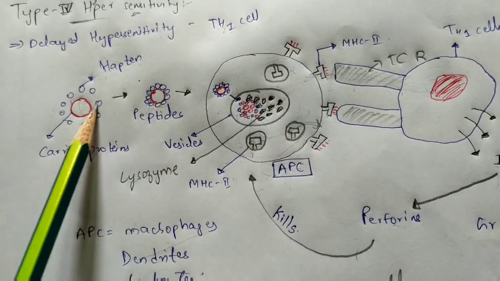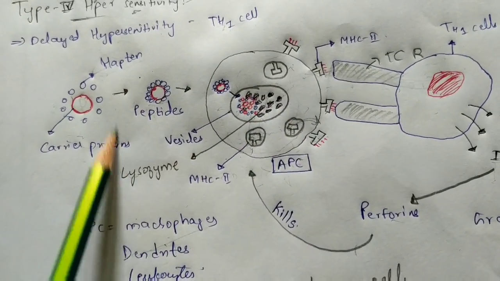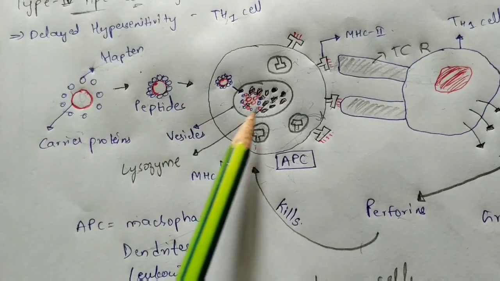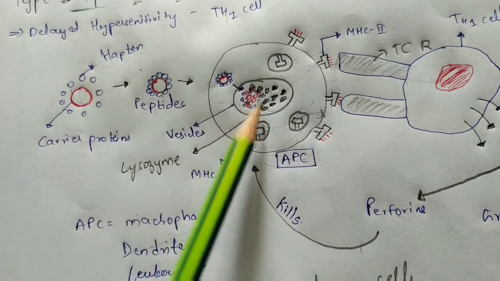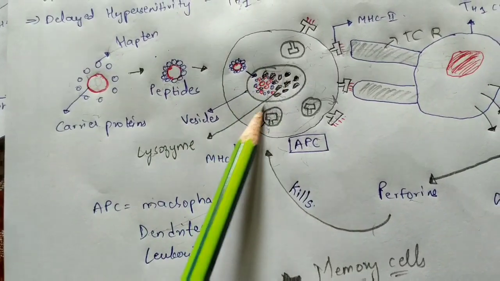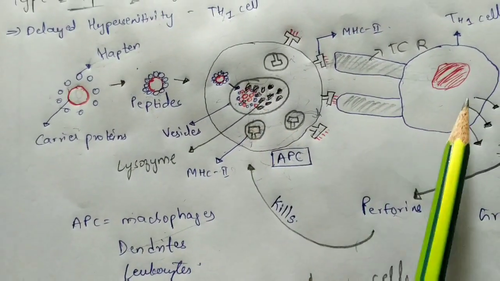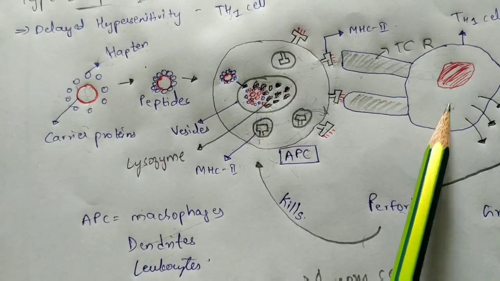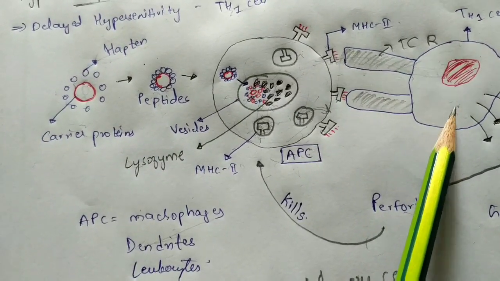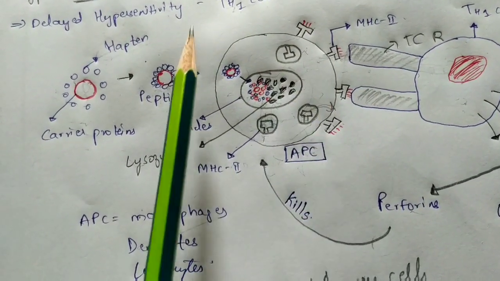So again the hapten molecules will bind with each other and form peptides, and when these peptides enter into the macrophages and the total process begins the same as before, then what happens here is that again the T cell receptors recognize that the same antigen has arrived again from the host.